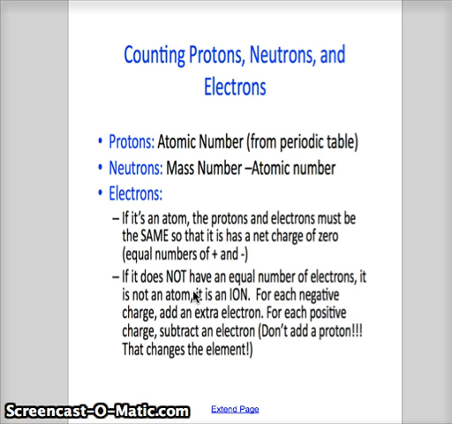This is just a summary page. I'm not going to talk it over because this is all stuff that if you want to copy it down, feel free. That is all we've gone over so far in class. So I will do another video with average atomic mass after we go over Bohr model.